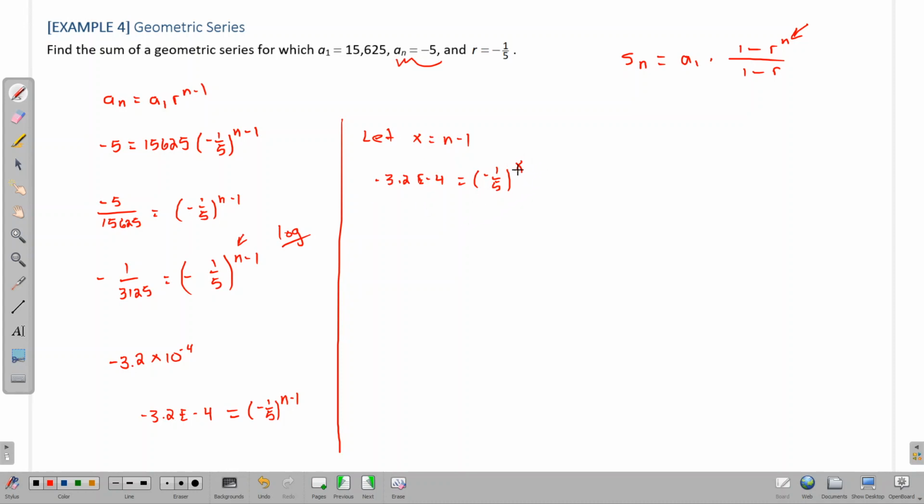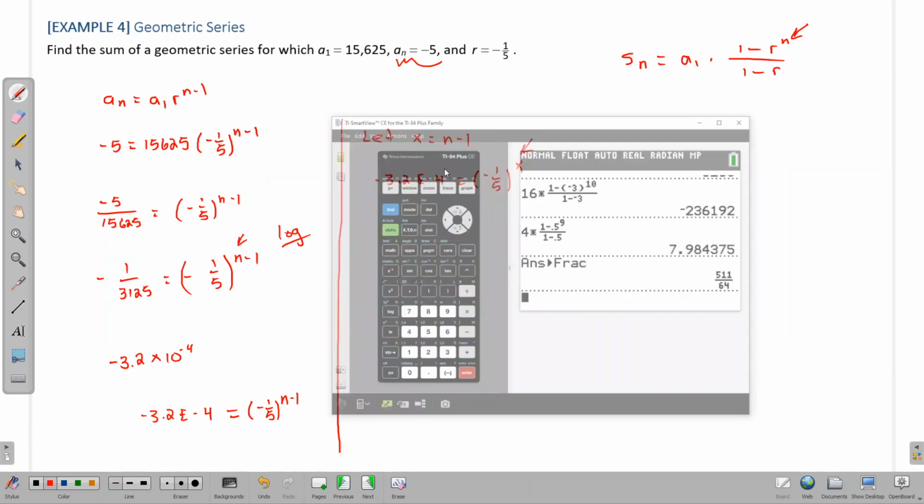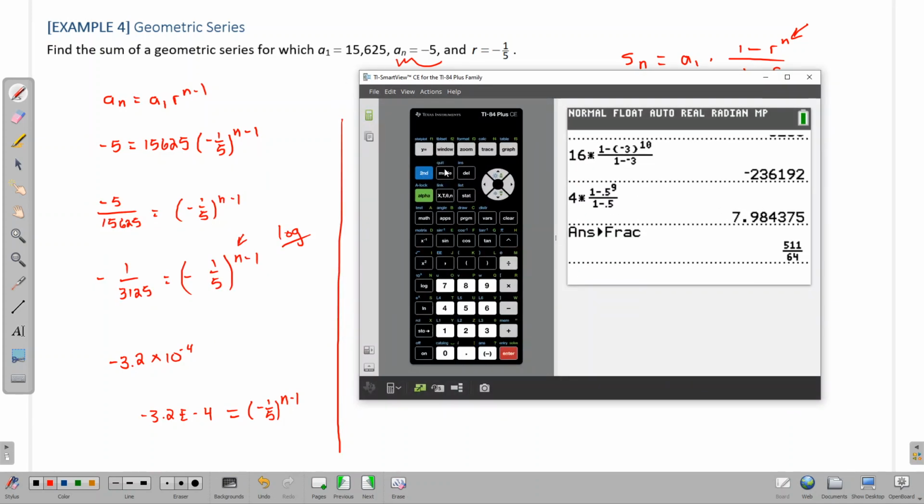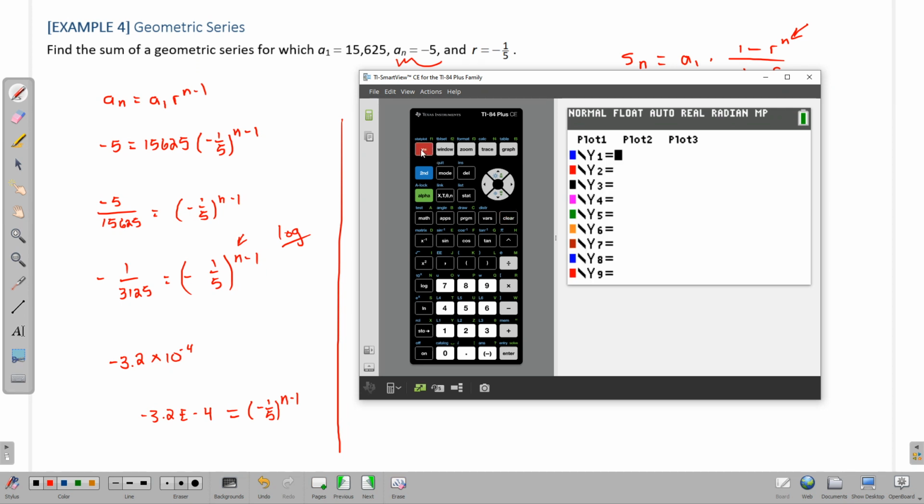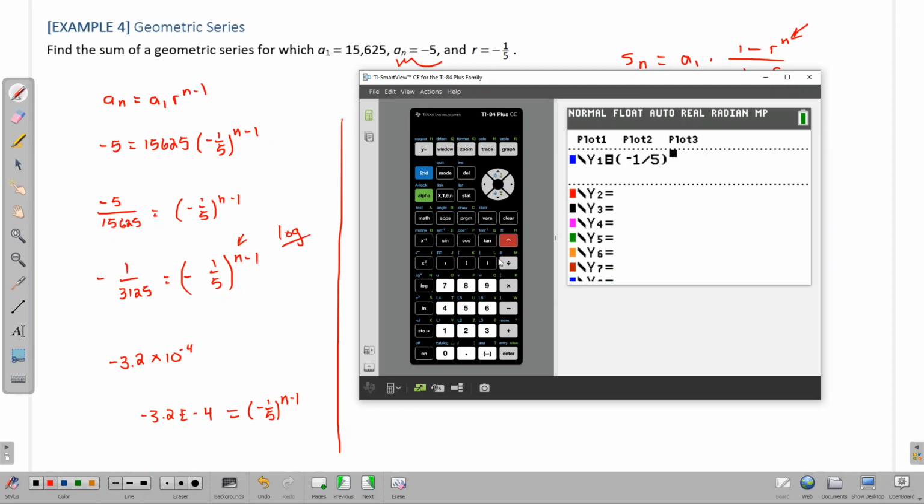And so the idea is we're going to just keep guessing. We're going to guess at values of x. We're going to plug numbers in until we get this out. So you're going to use your calculator to do that. Many ways you could do it. You could just manually type this in. But let's use the y equals. So if you go to y equals, we're going to type in negative 1 divided by 5 raised to the x power. And we're going to let it plug in numbers for us.